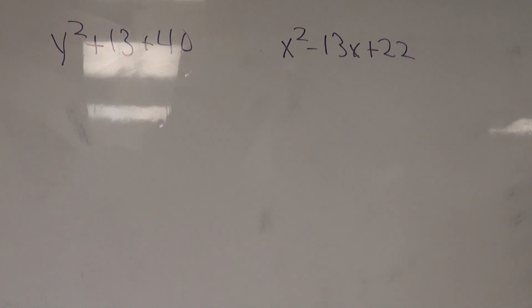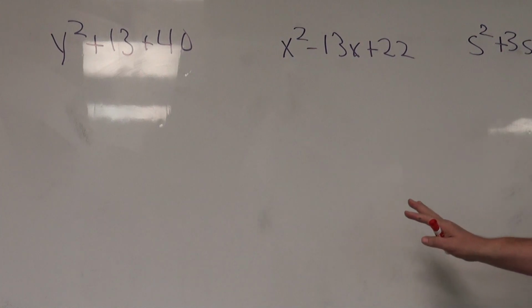s squared 3s and 40. And m squared 6 and 7. All right, so I've got 4 different things up here. We'll zoom in on each one here in just a minute. But I got 4 different trinomials we're going to factor.